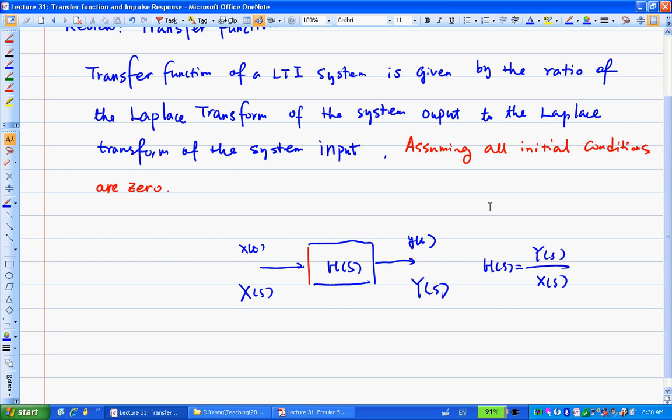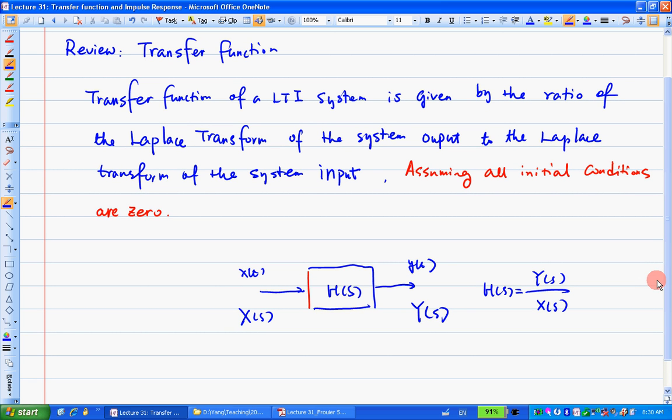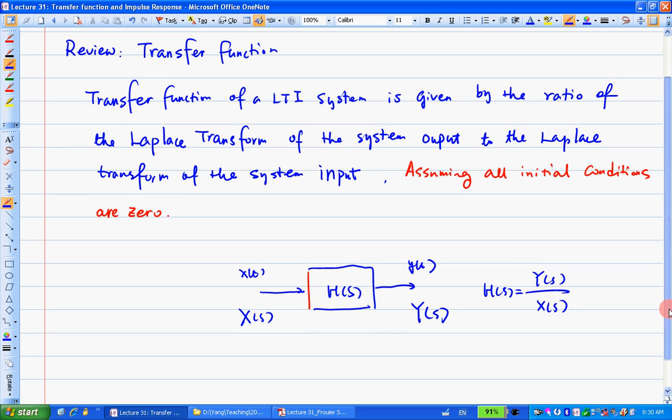Okay, so let's finish this Laplace, the transfer function, and then we'll look at the relationship between transfer function and the impulse response. Then if we even got time, we'll go on to a new topic called Fourier series.